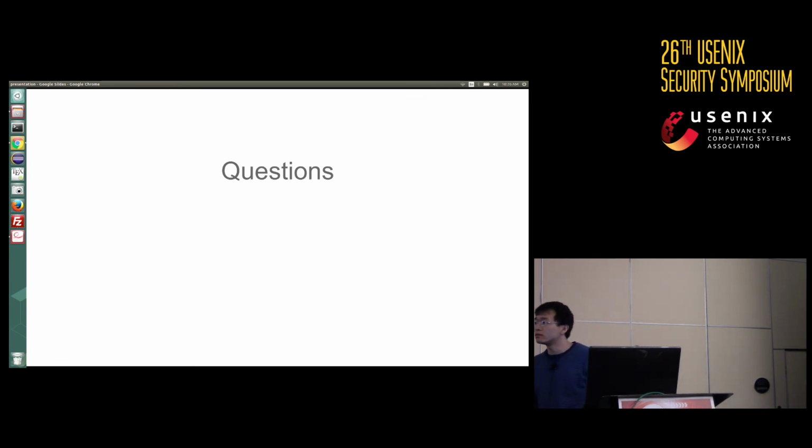Hi, I'm Ed Schwartz from Carnegie Mellon. I was wondering if you had any thoughts on whether the semantics of the volatile flag should be changed, because it seems like the way they're defined right now in the standard, they're not very useful.